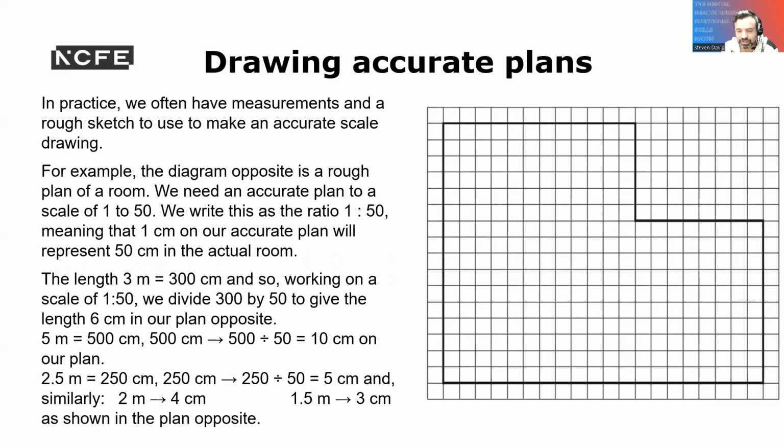And similarly, 2 meters is 4 centimeters. So the 2 meters and the 4 centimeters there. So 1.5 meters and 3 centimeters shown in the plan. So that's the area.